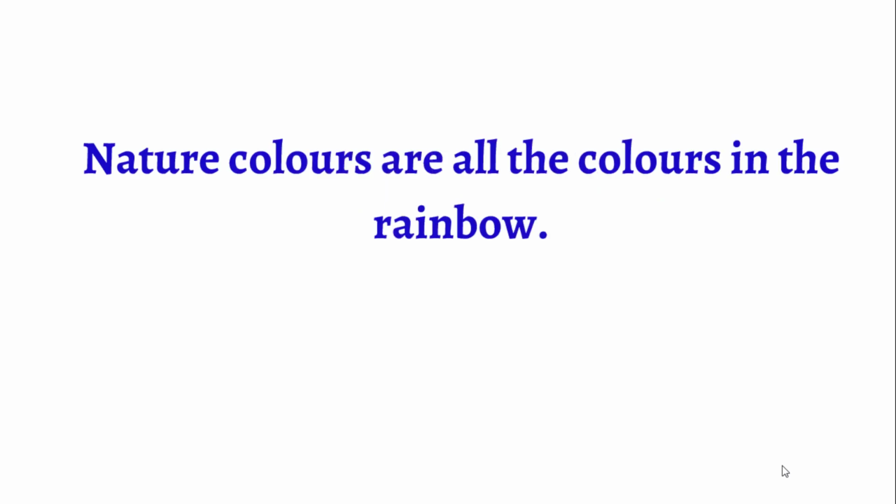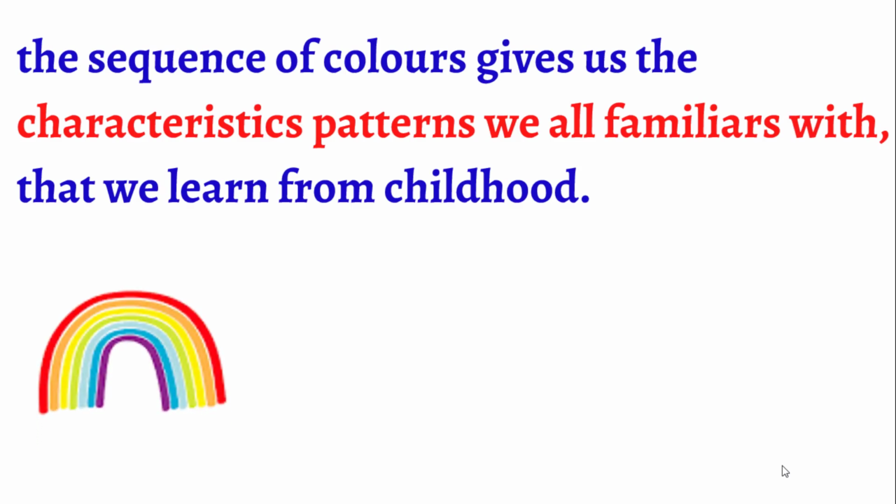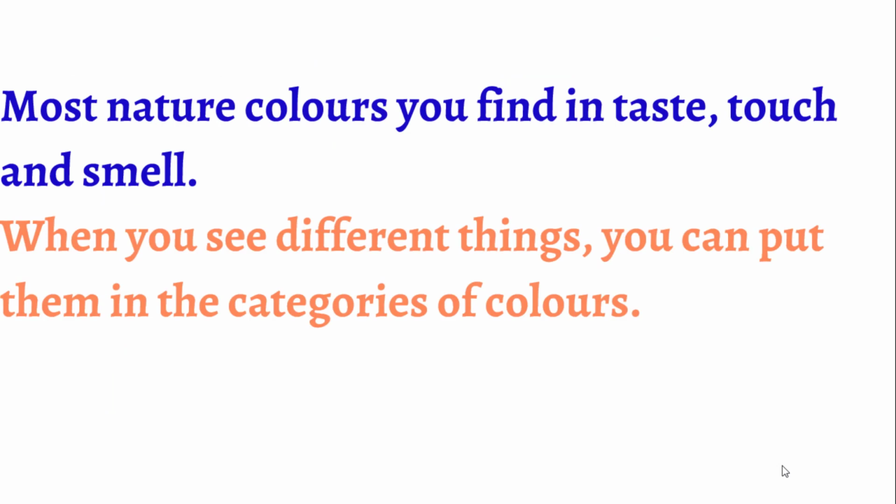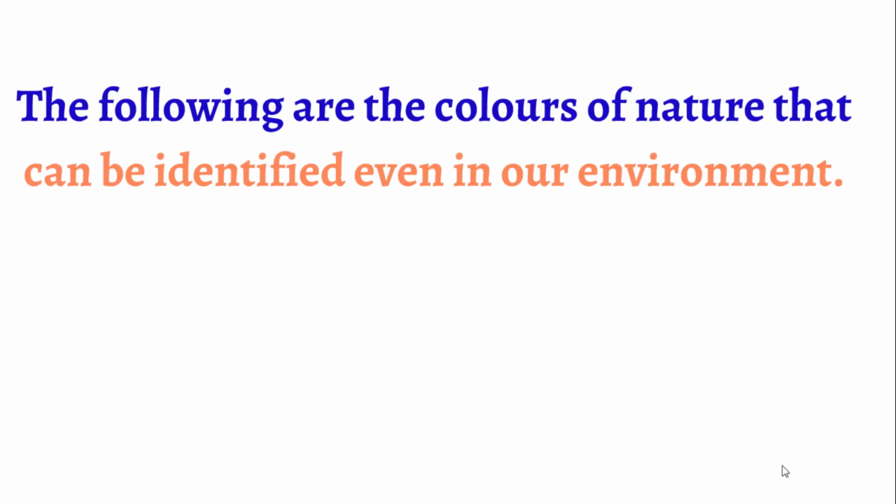In today's class, our topic is 10 nature colors for kids. Nature colors are all the colors in the rainbow. The sequence of colors gives us the characteristic pattern we are familiar with and that we learn from childhood. Most nature colors you find in taste, touch, and smell. When you see different things, you can put them in the categories of colors. The following are the colors of nature that can be easily identified even in our environment.